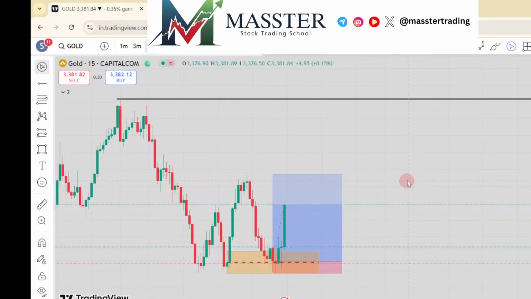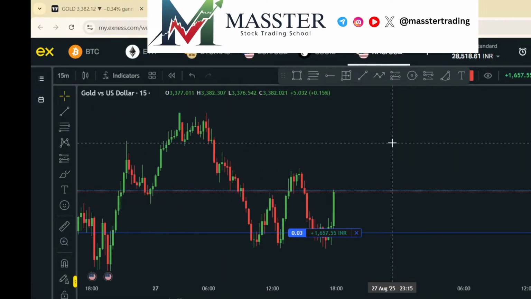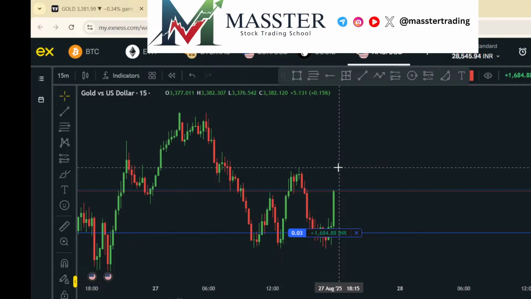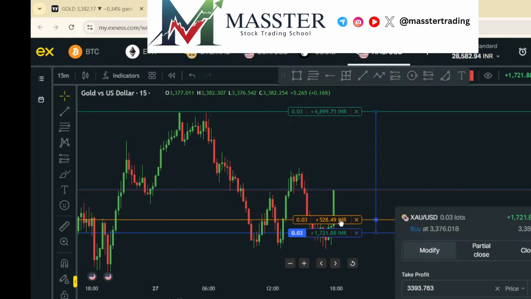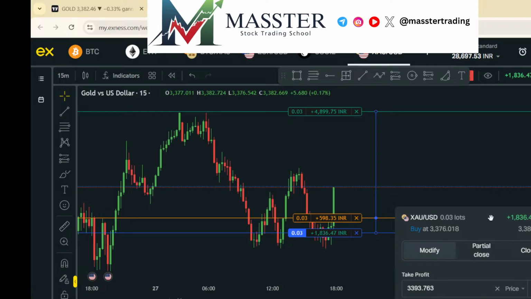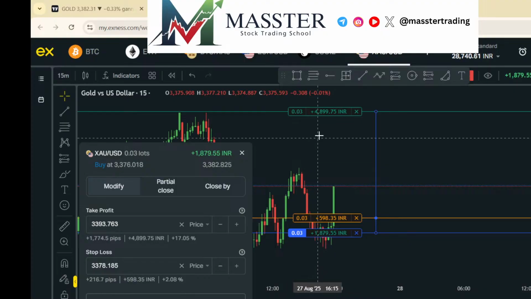So if you can see now, sir, overall the trade is in our favor. You can see here our good profit showing around 1,600 rupees. So I can trail our SL in the profits. I'm trailing myself to 598 rupees. So I have modified my position now.